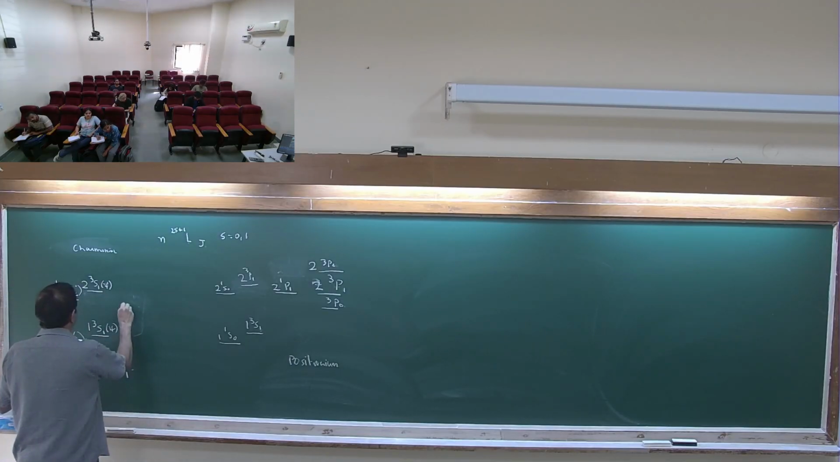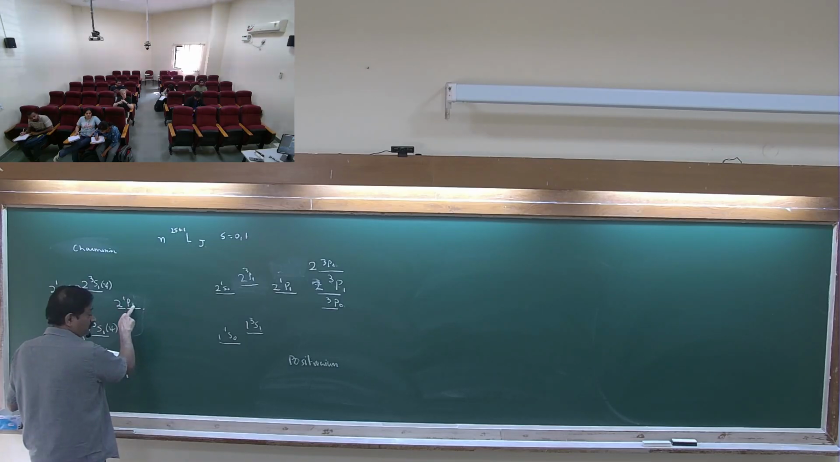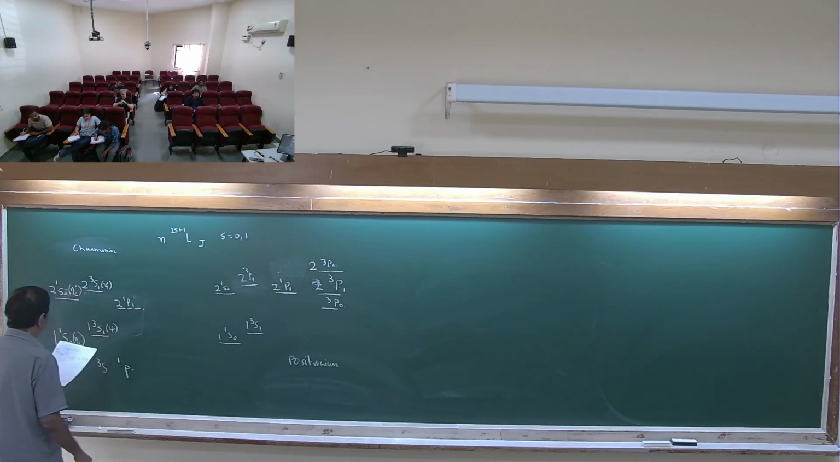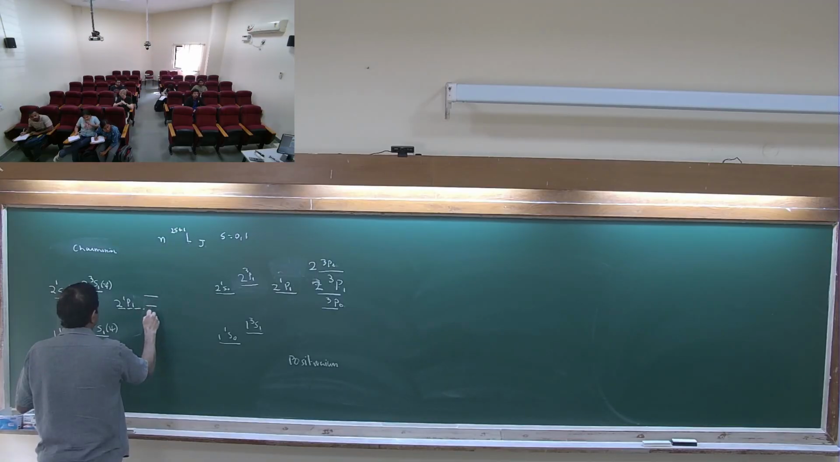Then you have, similar to there, a 2, 1P1. Nothing else is possible, because the spin is 0. This is L equals 1, therefore there's no other possibility. J also has to be equal to 1. Then you can get 3 states like this.